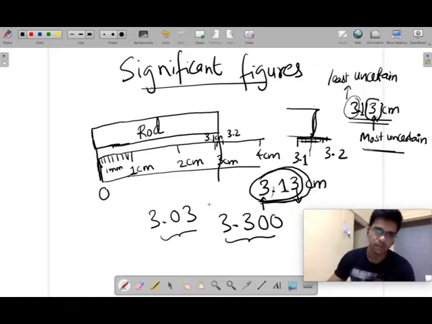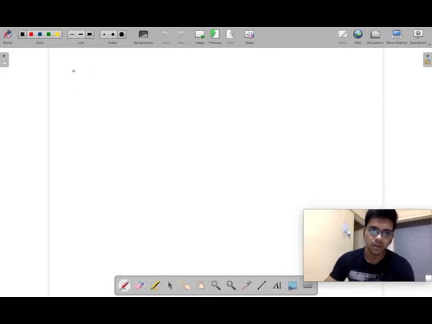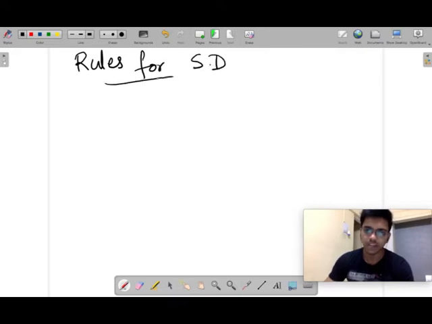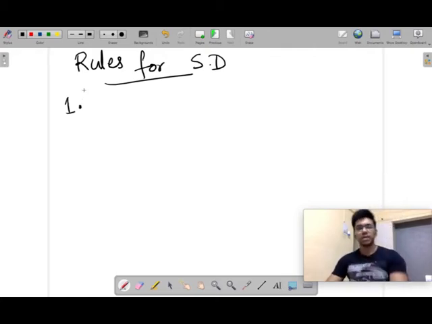There are certain rules to figure out how to find significant figures, and that's what we're going to talk about now. So next we're going to talk about the rules for significant digits. I'll write SD. There are only 4 rules which you have to know, and based on that, given any number, you will be able to find how many significant figures or significant digits are there in that number.